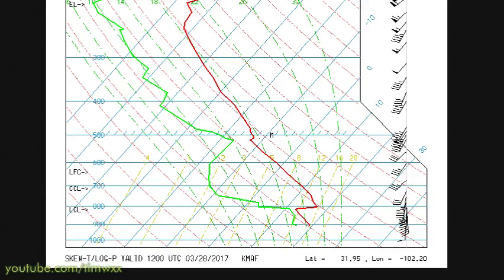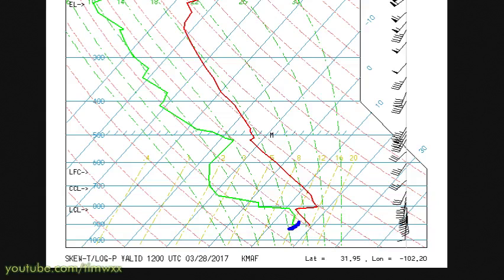Let's check out the soundings for 12Z here. Looks like a classic loaded gun sounding here at Midland this morning, and some fairly deep moisture. That's about 150 millibars of depth. Actually, about 100. About 100 millibars of depth, so that's going to be about 3,000 feet deep.